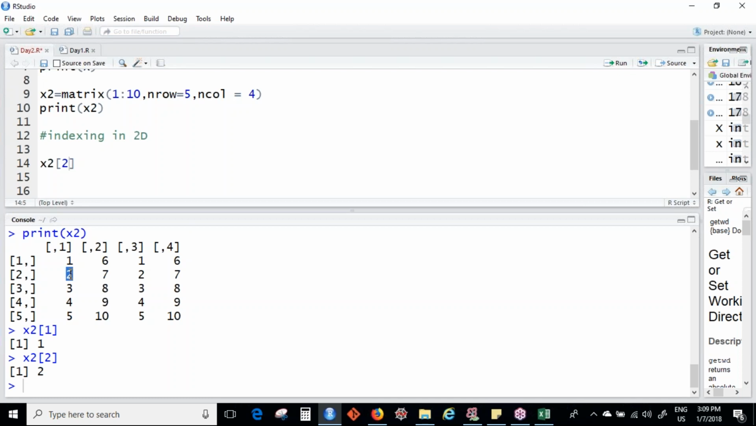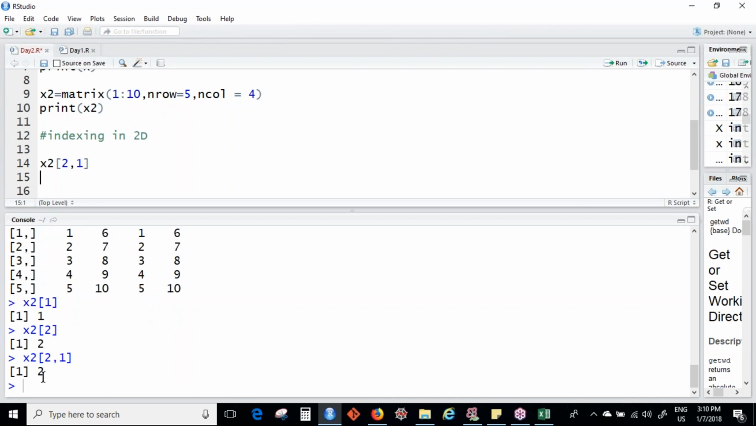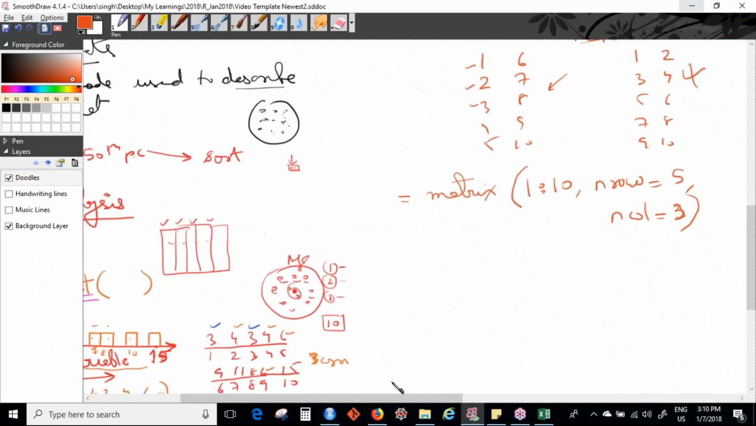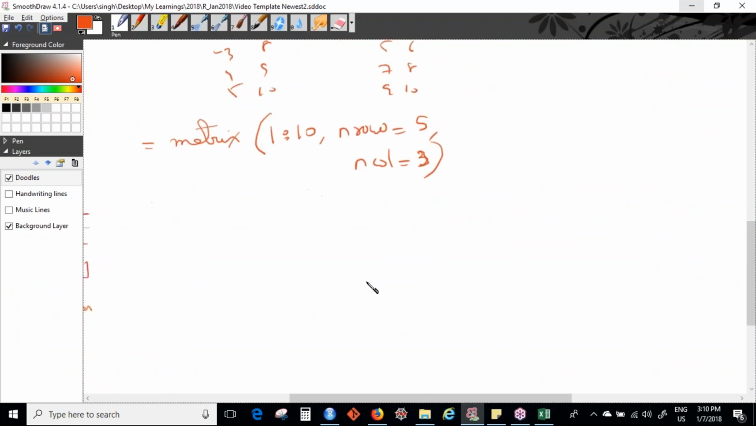So let's say I want 2 as the output. Which row is it present in? It is present in the second row, so I will give 2. And which column is it present in? It is present in the first column. So I will write x2, then 2 comma 1, and I will get 2 as the output. So that is how you will index an element from a matrix. Okay, is it clear, guys?